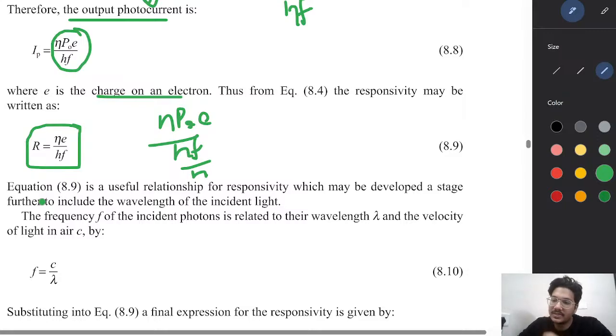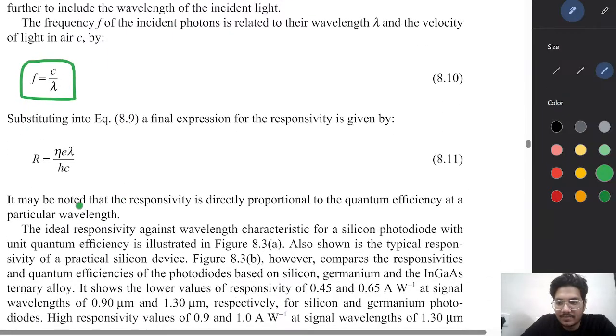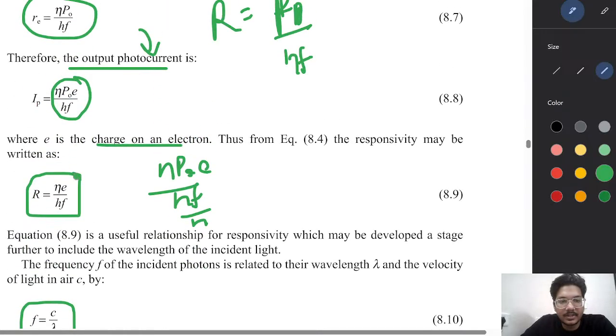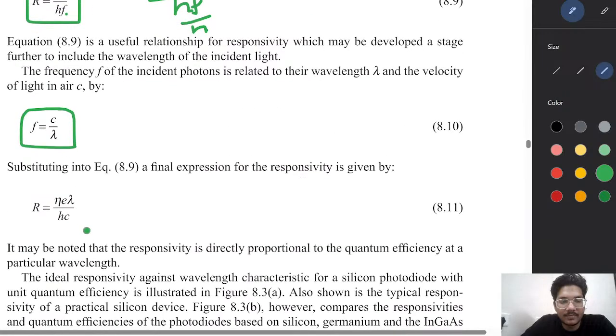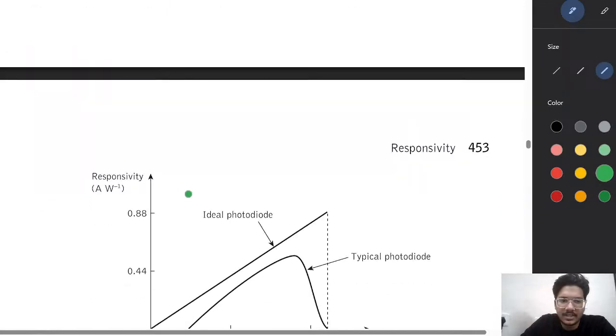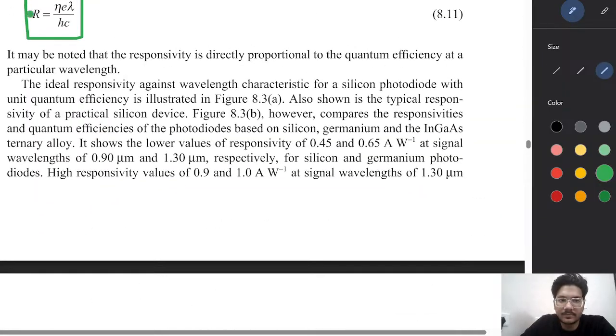Now we have to convert the responsivity in terms of wavelength. We know frequency is f = c by lambda, so we substitute the value. So R = eta e lambda by hc. This is the most useful and widely used formula. Finally, the responsivity becomes eta e lambda by hc.